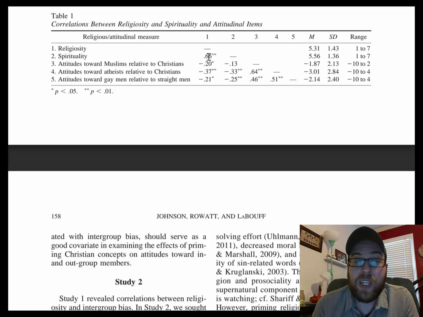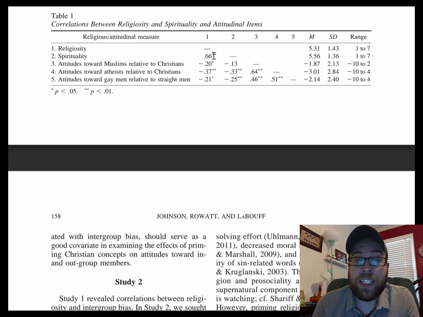R equals 0.66. Now, based on what we talked about previously, what should immediately jump to mind is that this is a positive correlation. So that means as x goes up, y goes up. So as religiosity goes up, spirituality goes up. That makes sense. If we saw that this was a negative correlation, so that religiosity went up and spirituality went down, that would be counterintuitive, and we want to make sure that we measured things in the right way. So we would expect that as religiosity goes up, spirituality goes up.